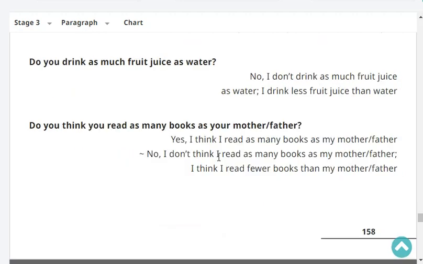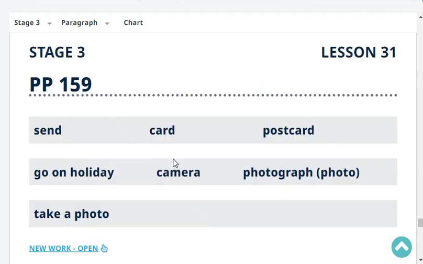Do you think you read as many books as your mother? Yes or no? Yes, I think I read as many books as my mother. Very good. Okay, next.